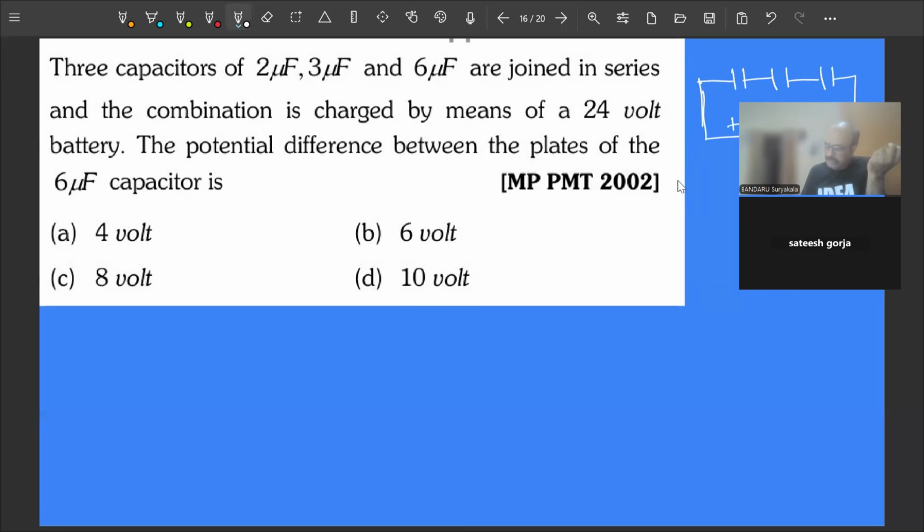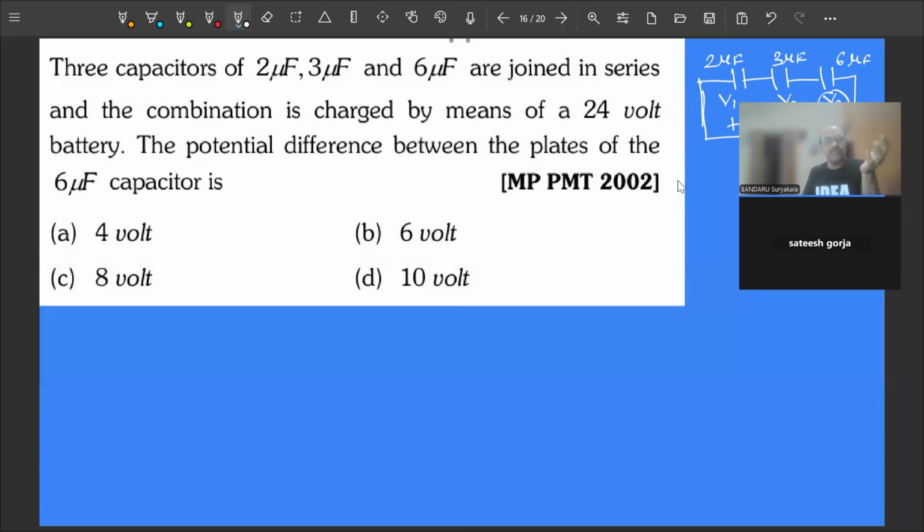So this is the positive terminal, this is the negative terminal. This is 2 microfarad, this is 3 microfarad, and this is 6 microfarad. And we know that when capacitors are connected in series, the charge is constant, and they will have potentials V1, V2, and V3. So in the problem they ask what the value of V3 is.